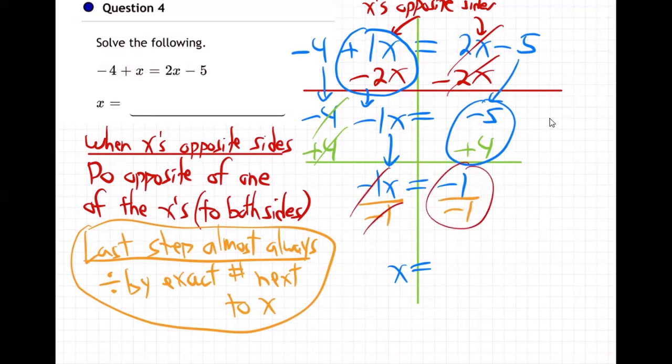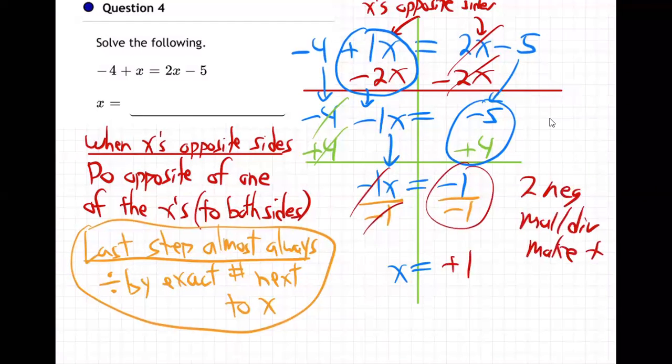What is minus 1 divided by minus 1? Well, it's plus 1 because two negatives multiplied or divided make a positive, don't they? And 1 divided by 1, well, that's just 1. So there's our answer. x is positive 1, or just regular 1. And we are done.